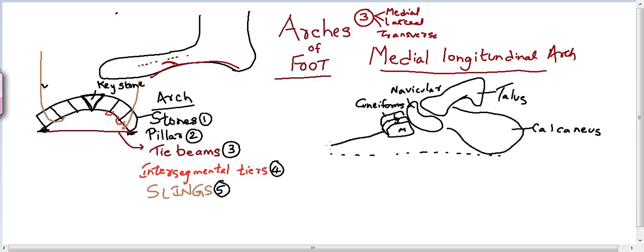The first metatarsal is really large. This is the head of the first metatarsal. Next neighboring there will be the second metatarsal. Next to that there will be the third metatarsal. All three metatarsals, their heads are actually touching the ground. These are the first, second and third metatarsals.